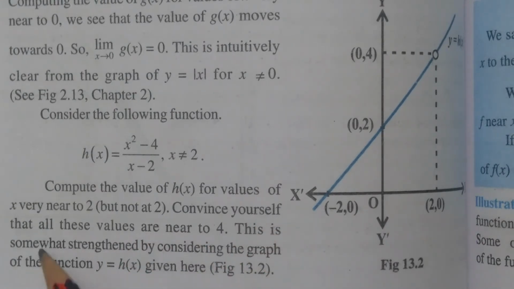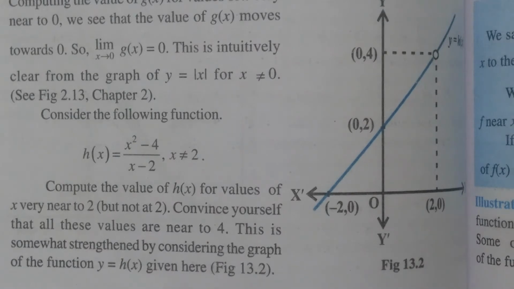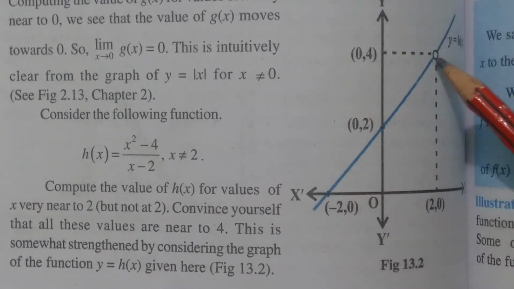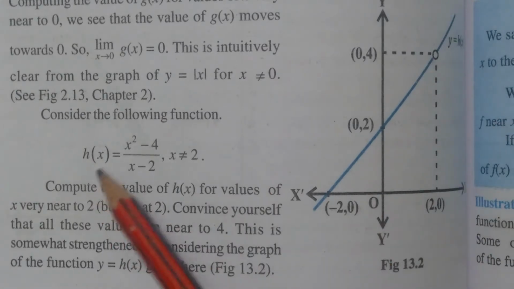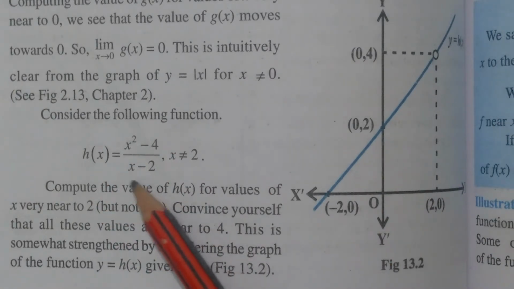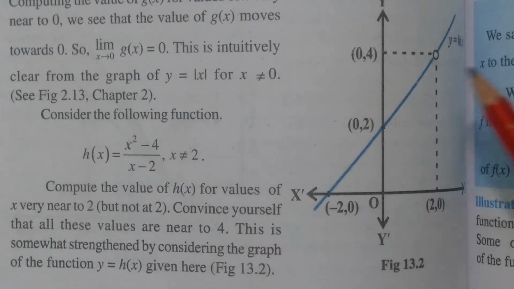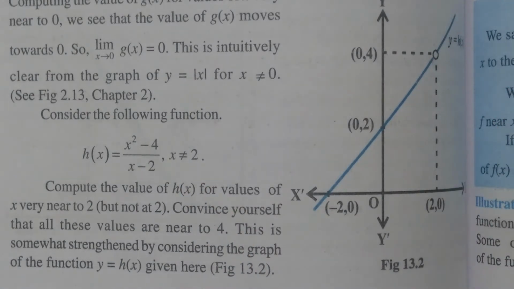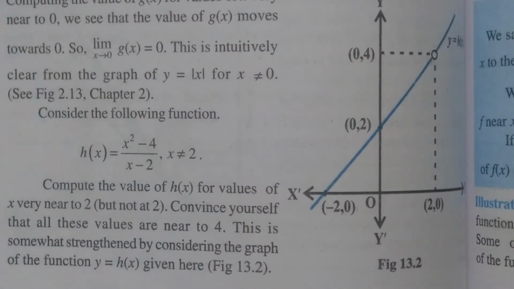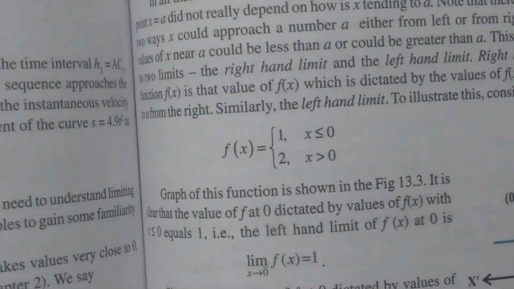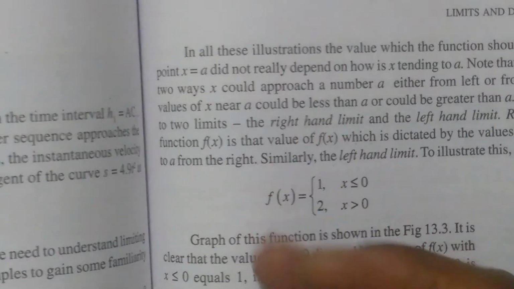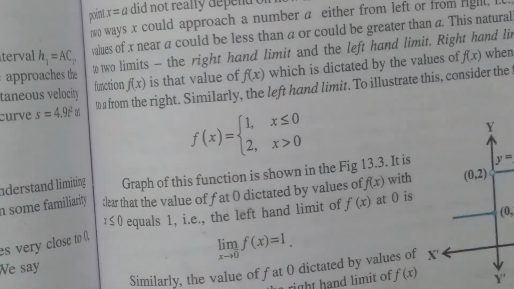Convince yourself that all these values are near to 4. This is somewhat strengthened by considering the graph of the function y is equal to h(x) given here. This is the graph of h(x) is equal to (x² − 4) divided by (x − 2), where x is not equal to 2.